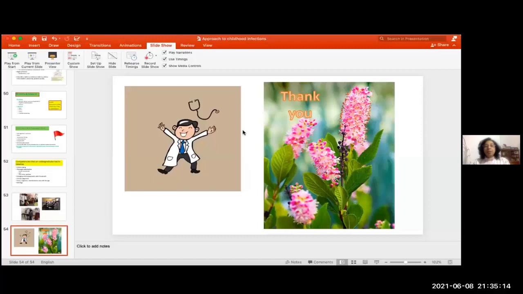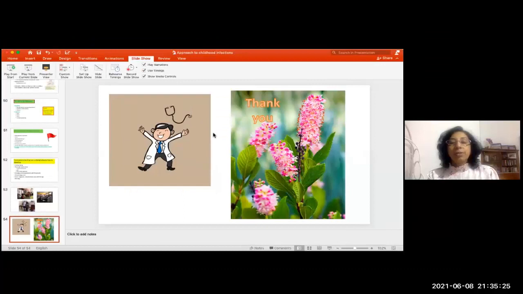Madam, are soles and palms affected in scarlet fever? The exanthem does not involve palms and soles. Is strawberry tongue seen in both scarlet fever and Kawasaki? In Kawasaki, what you see is an extremely red tongue, not the strawberry tongue. Strawberry tongue is quite specific for scarlet fever.